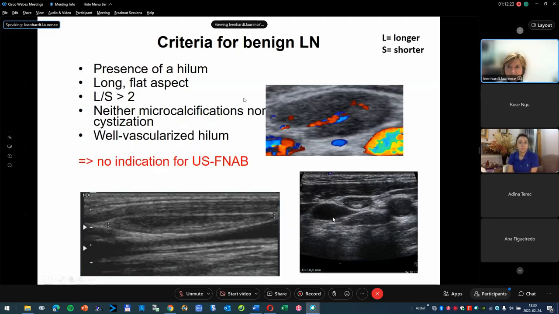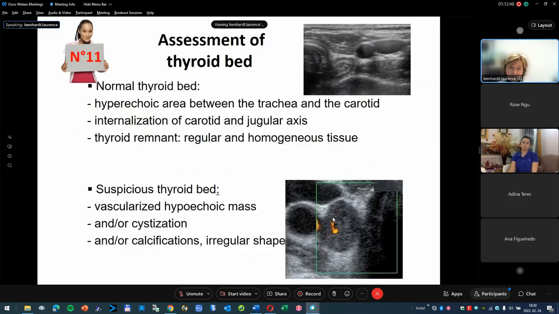And then the criteria for benign lymph nodes: the presence of hilum, the long, flat aspect, a long-to-short axis ratio of more than 2, neither microcalcification nor cystization, and well vascularized. There is no indication for cytology in such patterns of lymph nodes.